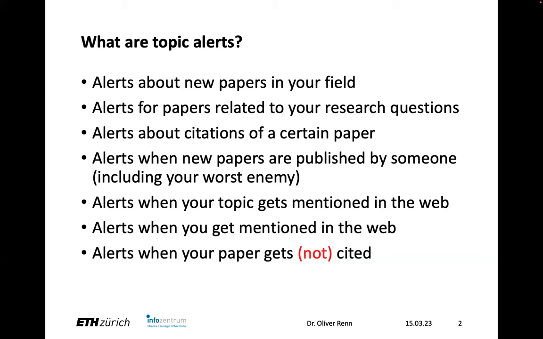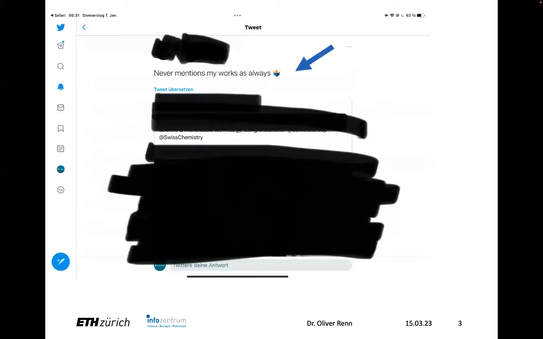I show you also an example on this. And alerts when your paper gets cited. There's unfortunately no alert when your paper gets not cited, because sometimes people are mad. Write this on Twitter, that someone never mentions my work, as always. So there's no alert for that.